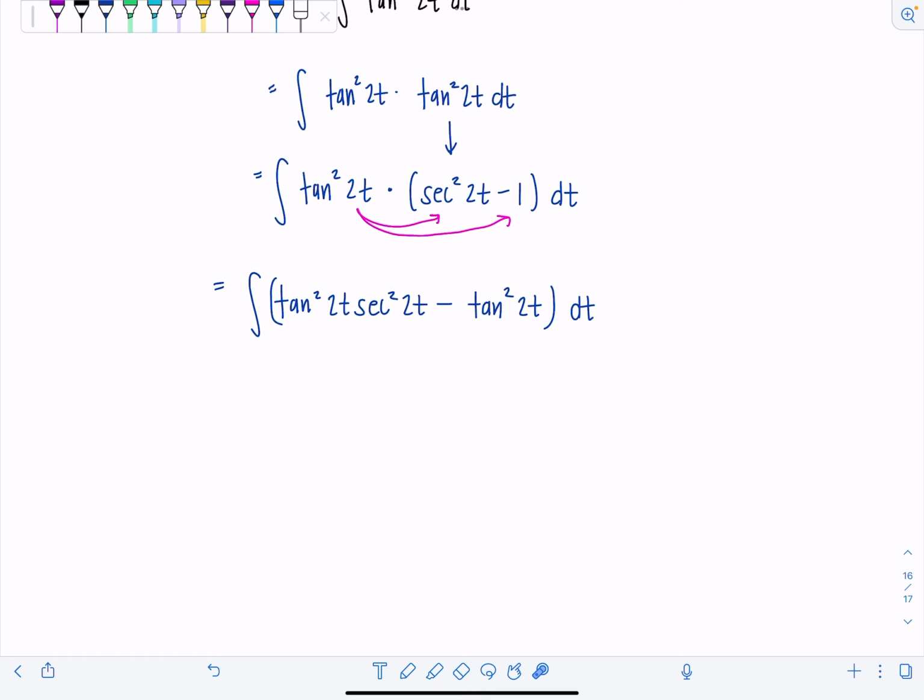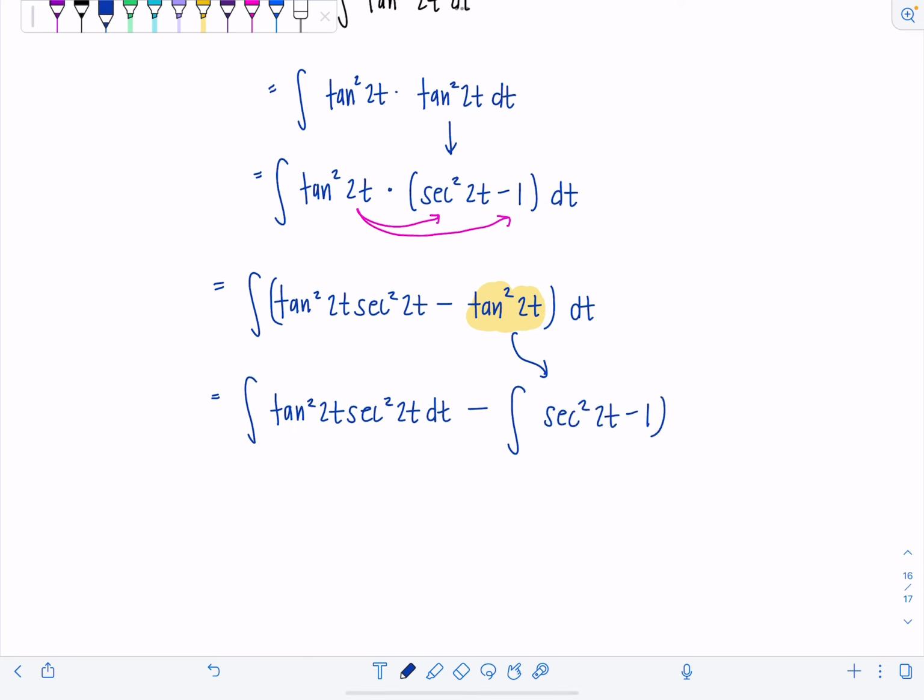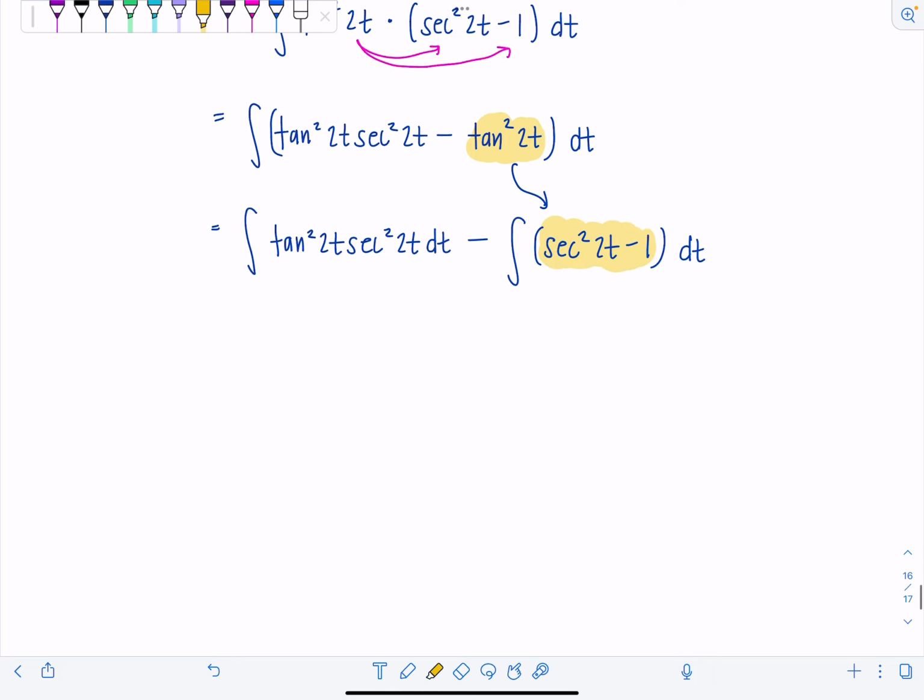So I'm going to split these up into two integrals, okay? One's going to need a u sub, one will not. So we've got here the integral of tangent squared 2t secant squared 2t dt minus the integral of, instead of tangent squared 2t, what I'm going to write is secant squared 2t minus 1 dt, okay? Boom. So from here now we can go ahead and use our u substitution for the first integral.